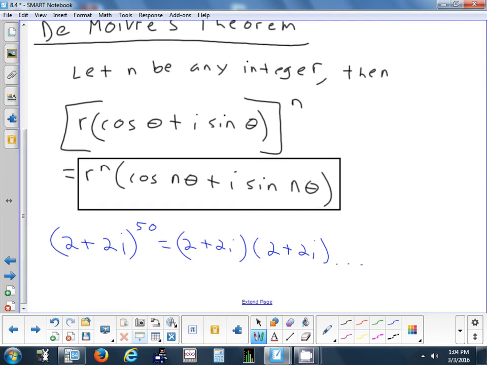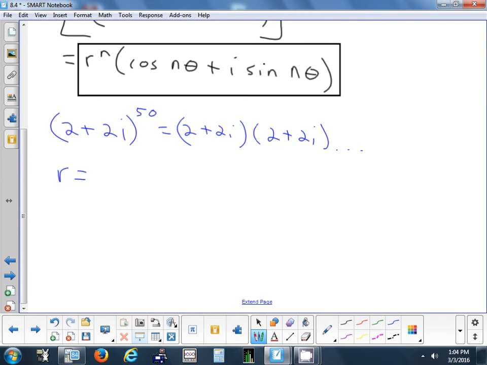If we change this to polar, my radius is square root of 8, or 2 root 2. How about my angle if I've gone right and up the same amount?